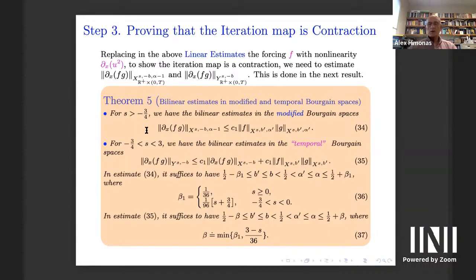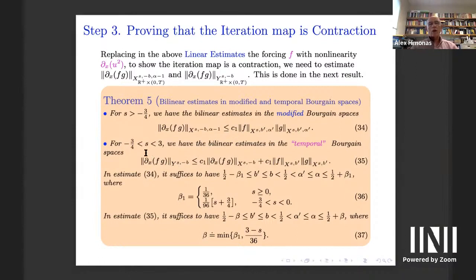And I think now someone can go for the initial value problem to -1, but I don't know about the half-line initial value problem using this method, how low one can go. But in any case, for s bigger than -3/4, in this modified Bourgain space, we have this estimate, in analogy with the corresponding estimate on the whole line. And this is also we have one.